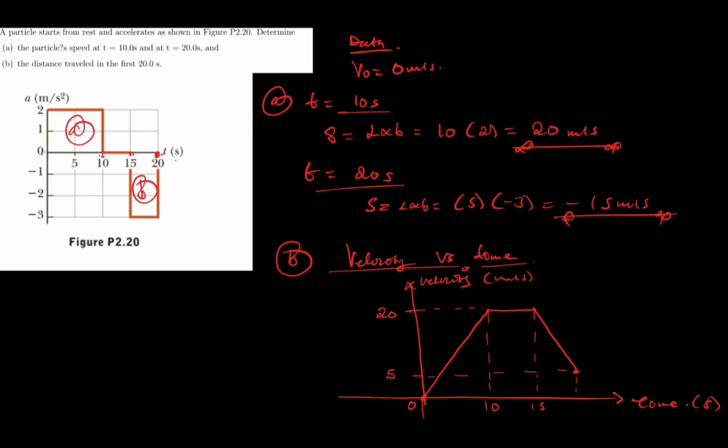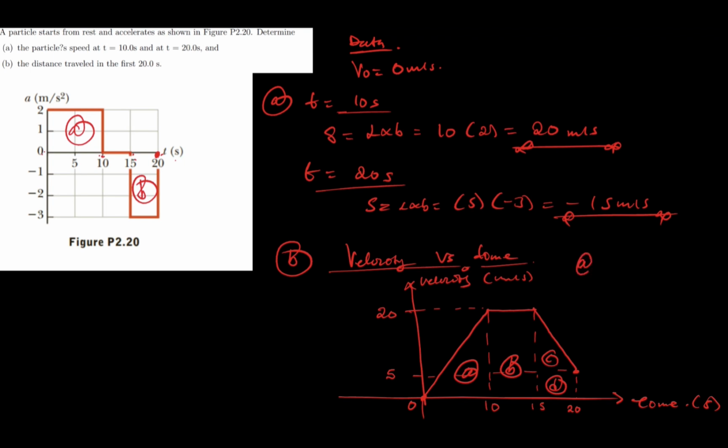And this is time 20. Now you need to find the distance. Remember, the area under the velocity-time graph gives you the distance. So for me to find the distance, I need to find the area. So I have shape A, shape B, C, and this small one here, D. So what I have to find is the area.